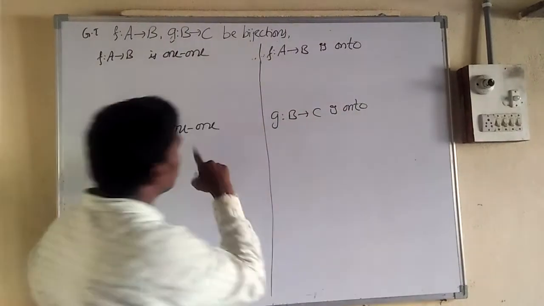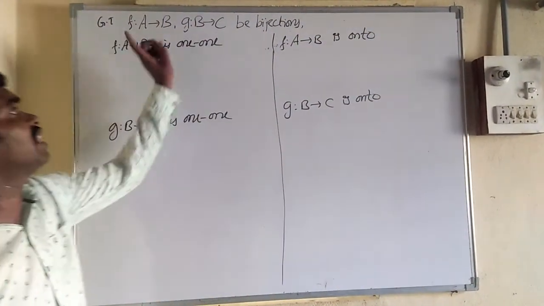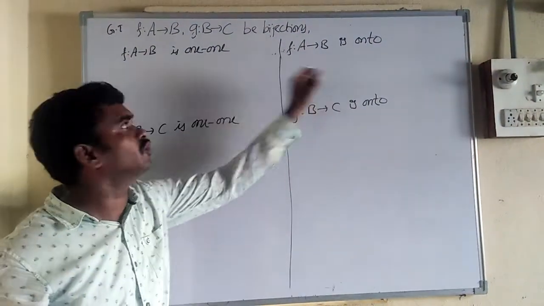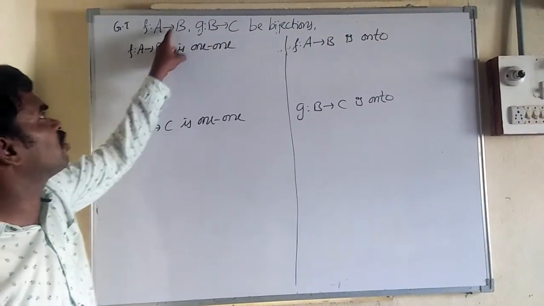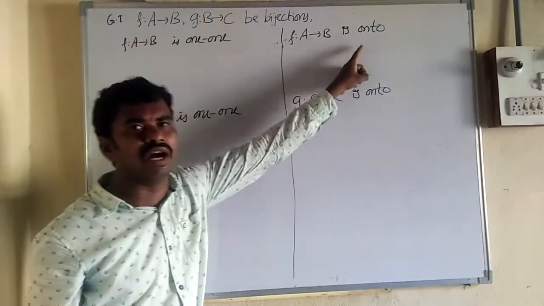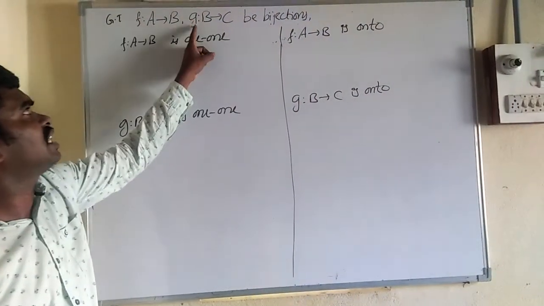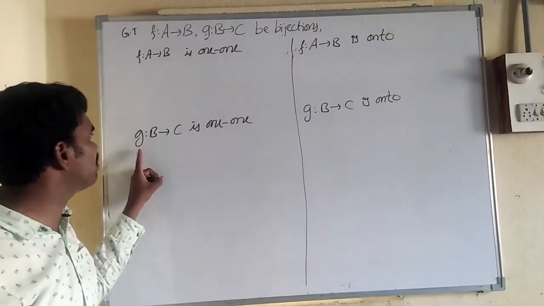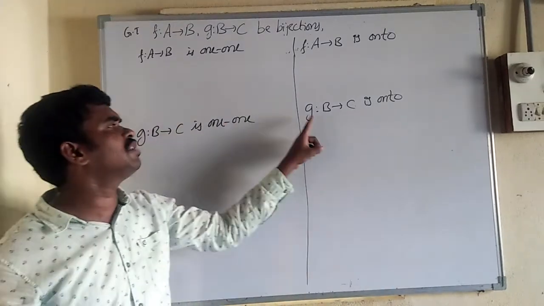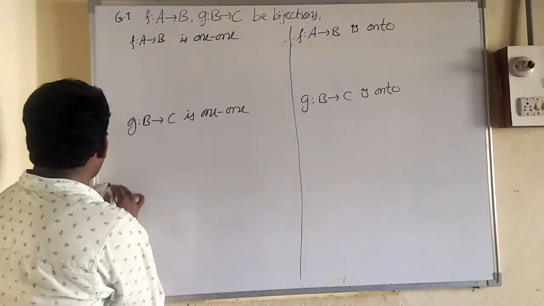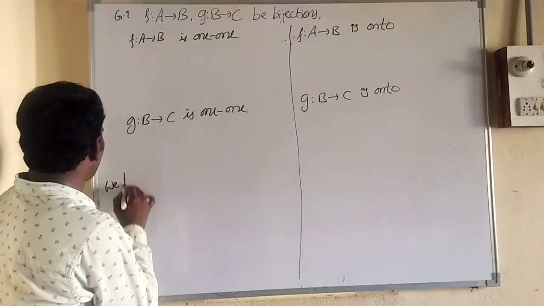Now why am I writing one-one and onto? Because it is given that it is a bijection. Bijection means one-one and onto. Clear? f maps from A to B bijection means f is one-one and f is onto. Next, given that g maps from B to C is a bijection means g maps from B to C is one-one and g maps from B to C is onto. So I will give you some definitions. Then next, by using this, we have to prove that.